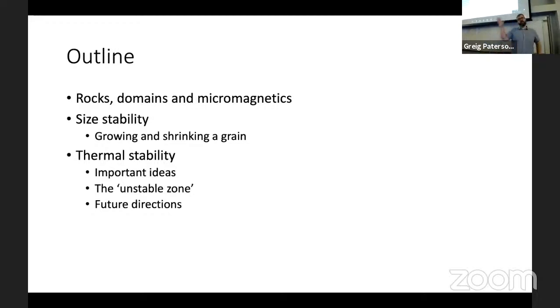I just want to give a quick outline of what the rest of the talk is going to be about. I want to talk a little bit about rocks, domains, and micromagnetics. Then we'll look at some work that I did looking at size stability. This is the idea of growing and shrinking a grain up to what is, for me, a very large size scale, up to the micron grain size range. And then I look at some ideas of thermal stability. TRM, or thermoremanent magnetization, and thermal signal acquisition is one of the primary ways in which rocks become magnetized and store the Earth's ancient field.